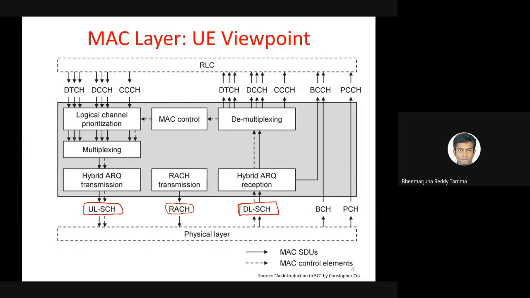Now, assume that this is the scenario at one of the users, where the user is listening to the downlink shared channel. Then it feeds the data coming over the downlink shared channel into the hybrid ARQ reception. After that, it does the demultiplexing to feed the data into the appropriate logical channels. If it is the broadcast information or the paging information coming from the base station, there is no hybrid ARQ and demultiplexing, because they are meant for all the users. For that, we don't use a hybrid ARQ. Hybrid ARQ is used only for user data, not for the broadcast or the control information.